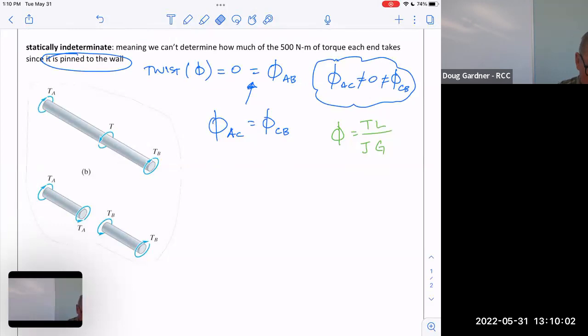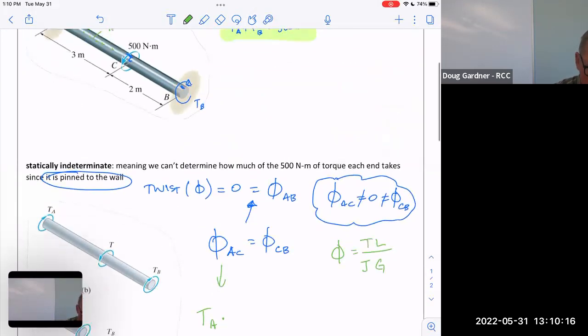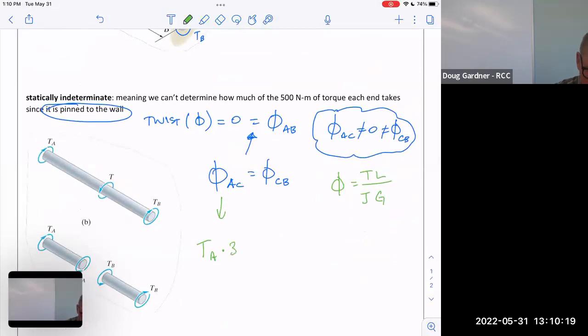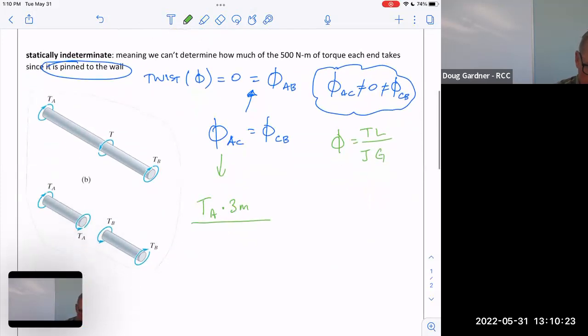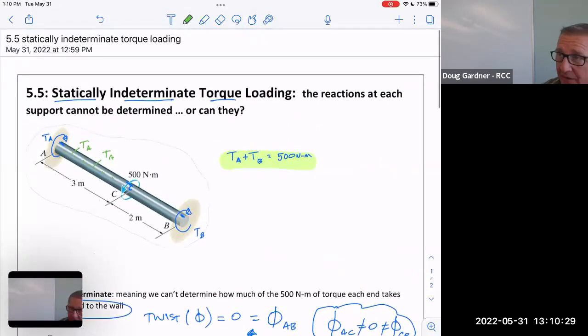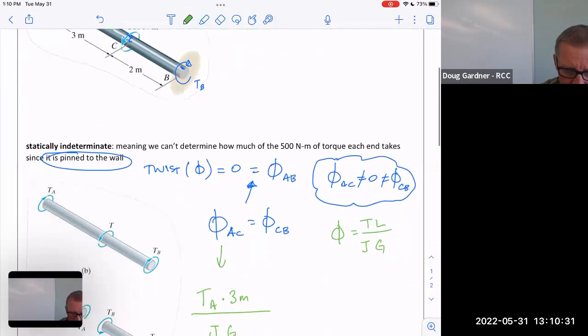So in that section right there, I would say the twist from A to C would be the torque there, which is the torque at A, times its length, which we were told was 3 meters. And I'm going to do something kind of cool here, which is to say divided by JG. In other words, I'm not going to look those up. Now, in this case, I don't have a choice because it didn't even tell me anything about them, but we'll just watch this. It's kind of interesting.